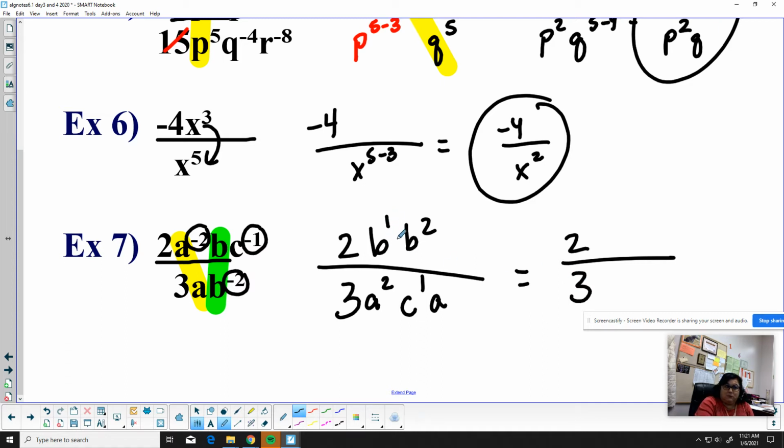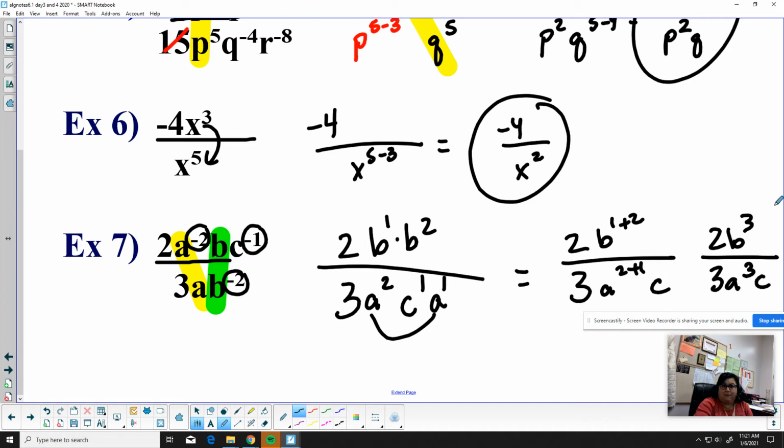So b to the first times b to the second, I would add these, b to the 1 plus 2. So that's b to the third. And then here I'm going to combine those two. There's a 1 there, so a to the 2 plus 1 would be a to the third. And then I have the c there. So this is my answer.